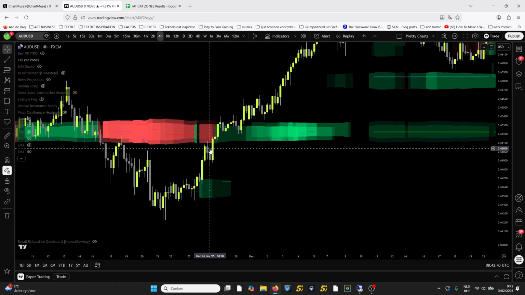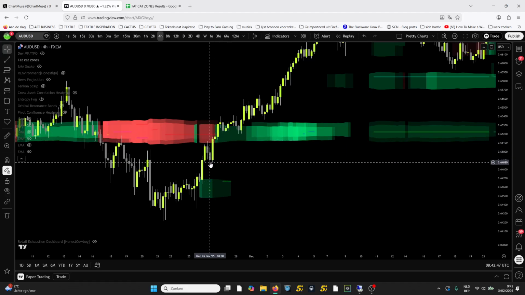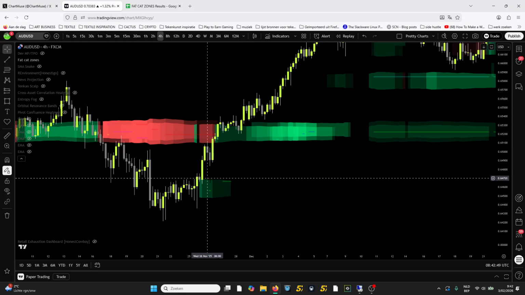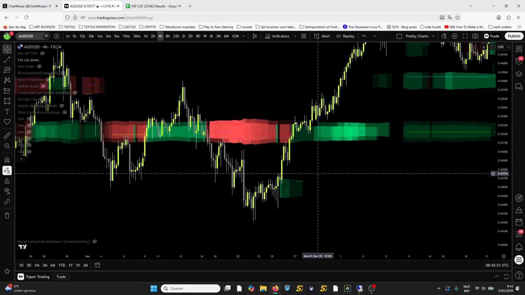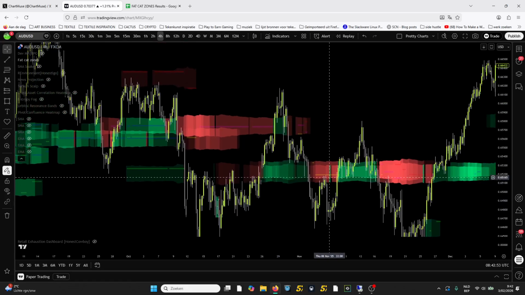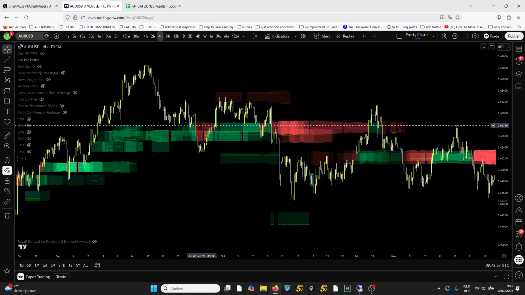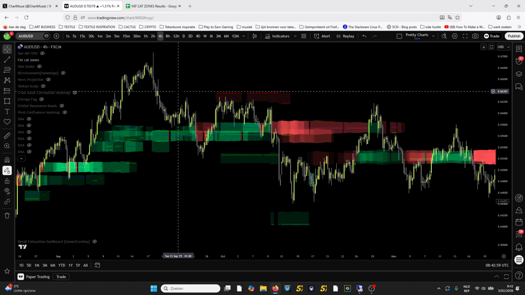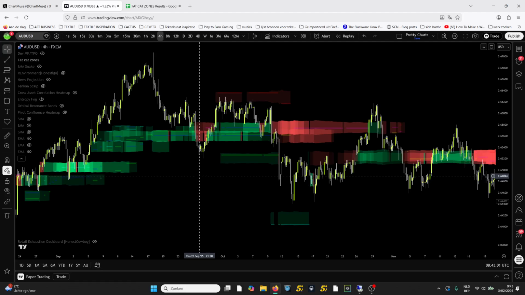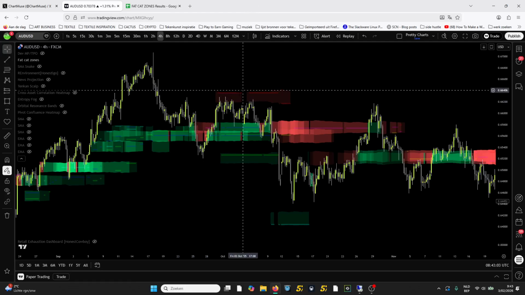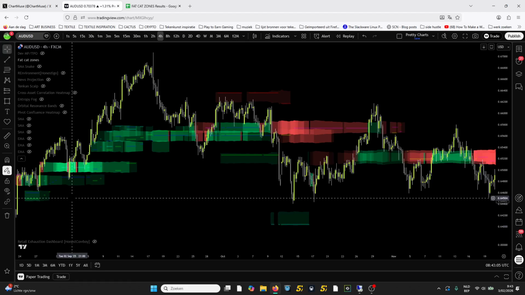And I wouldn't have taken a short here because the market didn't show me that much of a reaction from it, and you have some support below it. So it's not perfect. Sometimes price just disrespects three zones at once, goes through it, goes back up. Yeah, it is what it is.